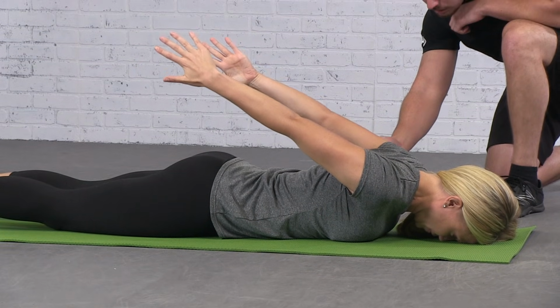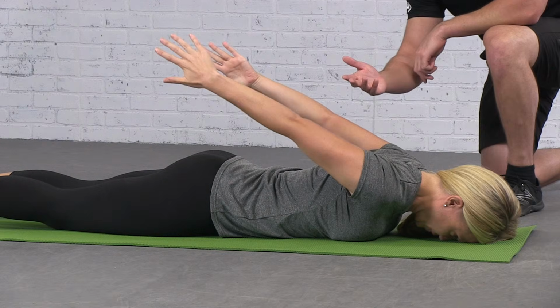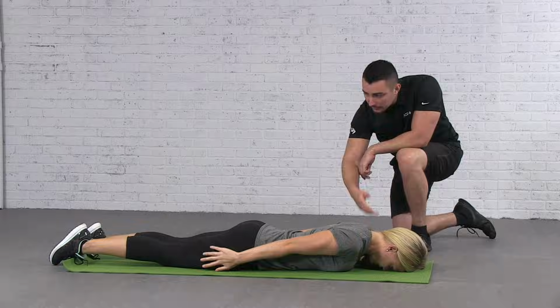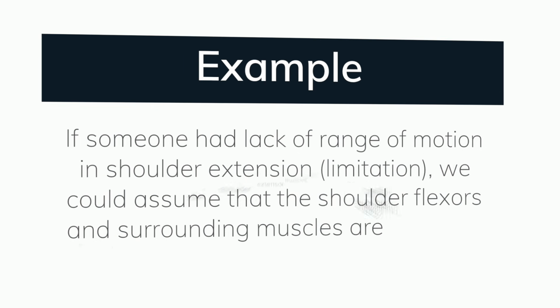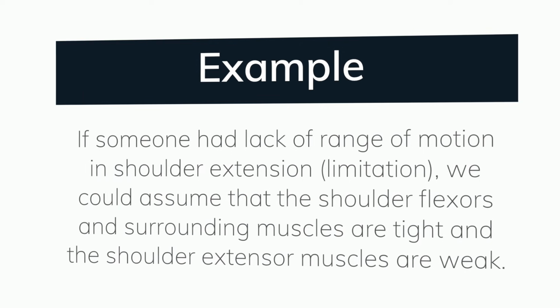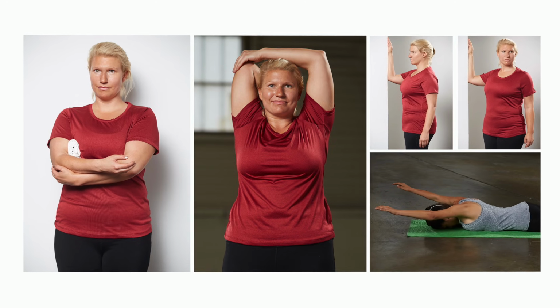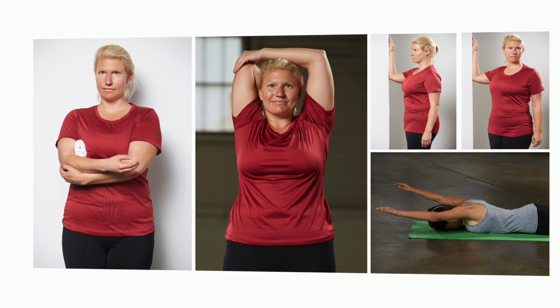A limitation in either direction will likely mean that there is tightness in the antagonist muscles and a weakness in the agonist muscle, so we can select exercises to address this. For example, if someone had a lack of range of motion in shoulder extension, a limitation, we could assume that the shoulder flexors and surrounding muscles are tight and the shoulder extensor muscles are weak. Then we could select stretches for the tight muscles, such as the anterior, inferior, and superior capsule stretches, as well as a strengthening exercise for the periscapular muscles, such as prone arm lifts.